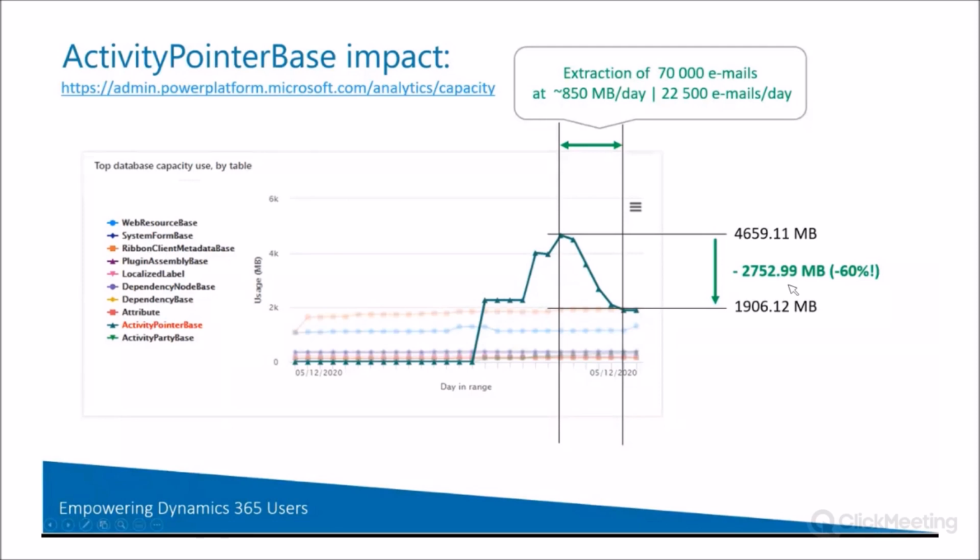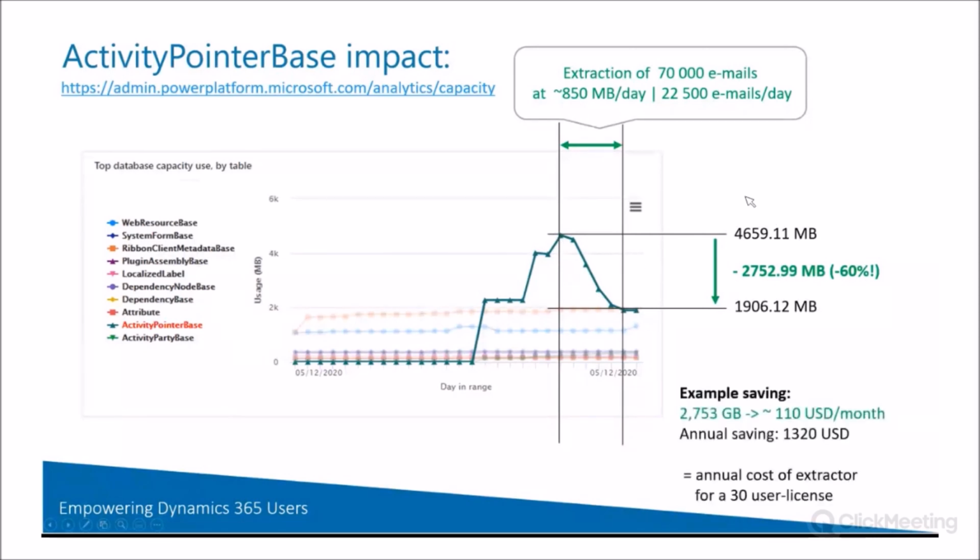Over those 3 days, it reduced that database size by 60%, okay? So to put that into perspective for you, as a savings overall in those 3 days, it gave us a savings of roughly around 110 USD a month. So the annual savings for that is 1,320 US dollars. And that equals the annual cost of an extractor license for 30 users. So basically this in itself pays for itself.